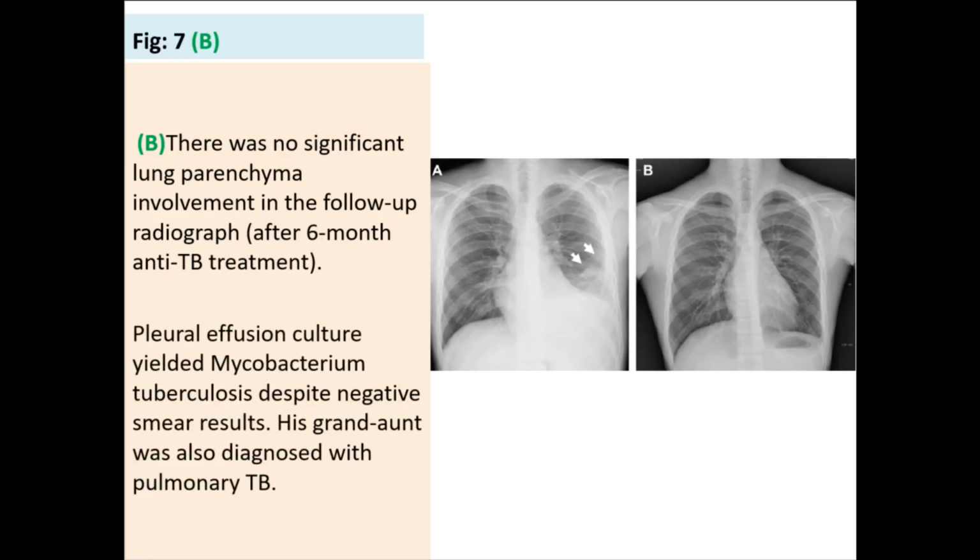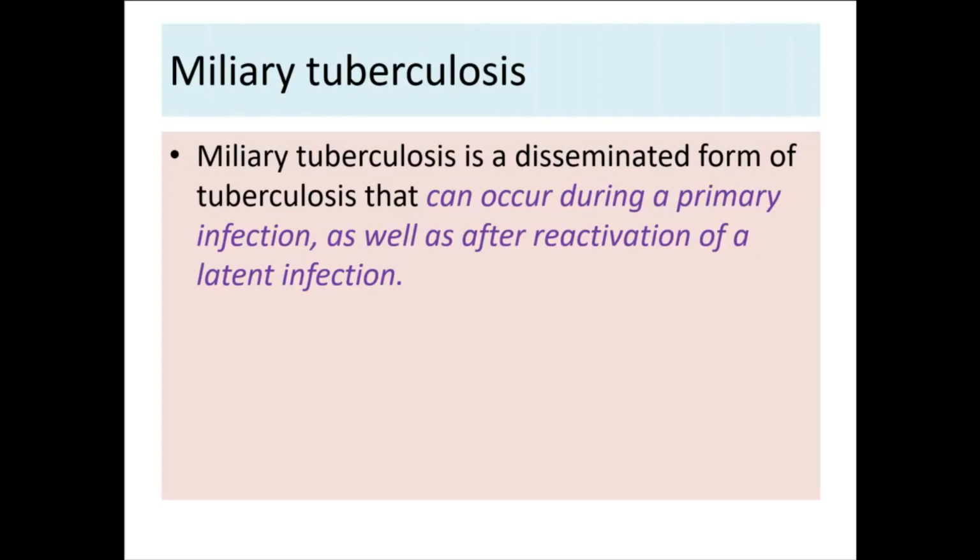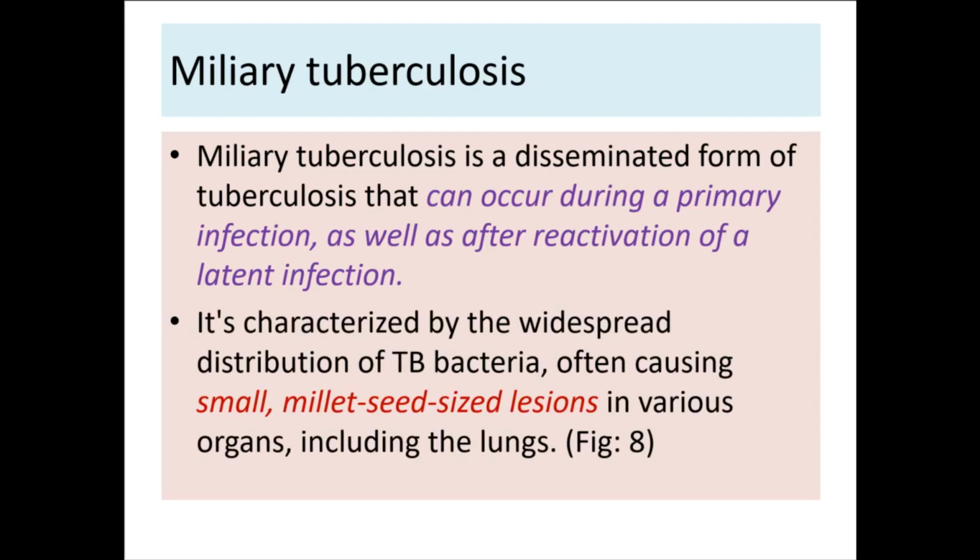Pleural effusion culture yielded Mycobacterium tuberculosis despite negative smear results. His grandaunt was also diagnosed with pulmonary TB. Miliary tuberculosis is a disseminated form of tuberculosis that can occur during a primary infection as well as after reactivation of a latent infection. It's characterized by the widespread distribution of TB bacteria, often causing small millet seed-sized lesions in various organs, including the lungs.